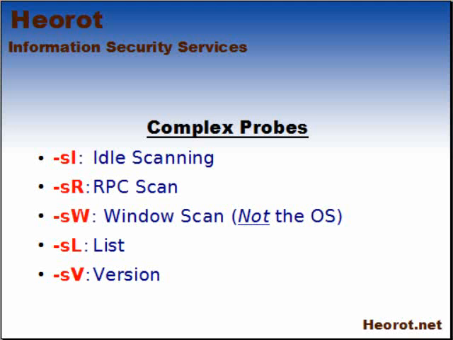Lastly, the -sV probe provides detailed version information about services on ports. This probe is rarely used since the same functionality is provided with the -A flag. However, it is still available and is worthwhile enough to mention. So let's take a look at these probes.